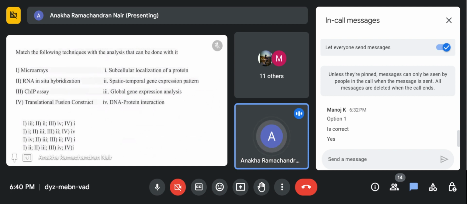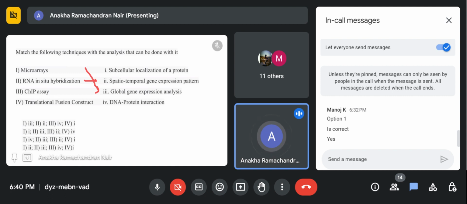So microarrays. The answer is global gene expression. You are trying to figure out which genes are being expressed in two different kinds of cells. RNA in situ hybridization, spatio-temporal gene expression. Spatio-temporal means within the space, that is within the cell, and temporal means at different times. So this will help you figure out both gene expression patterns.